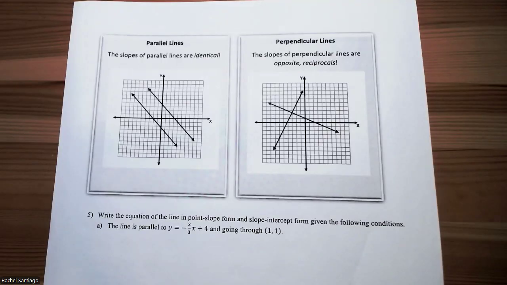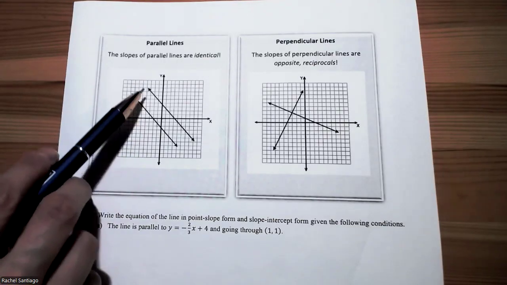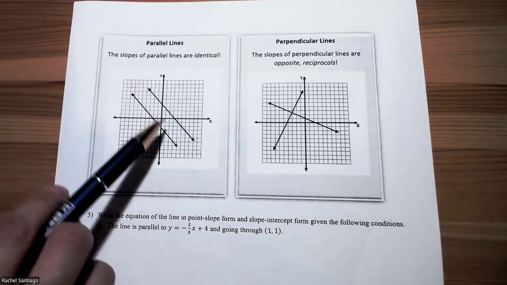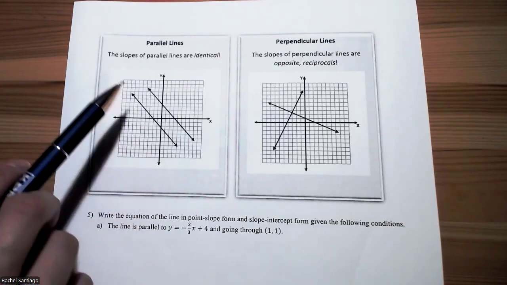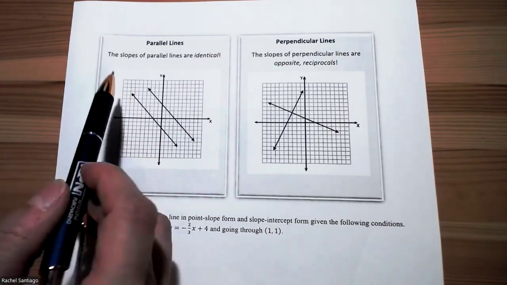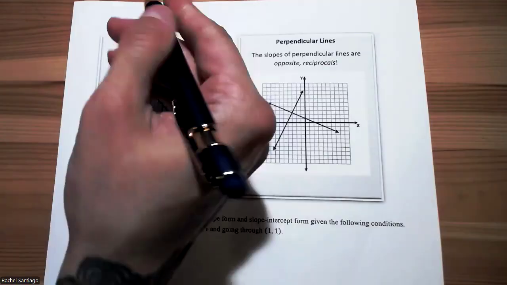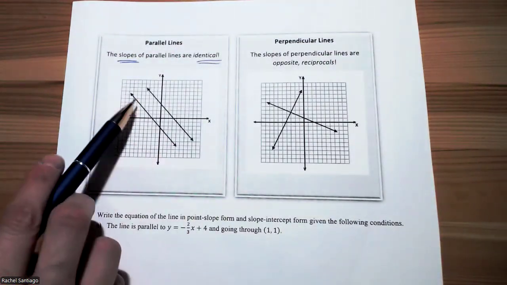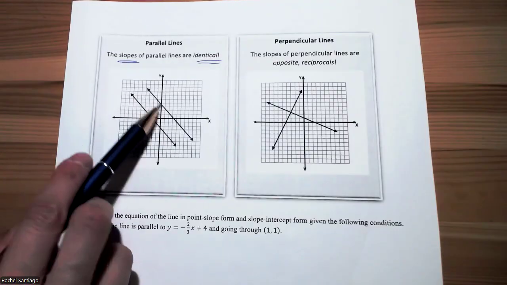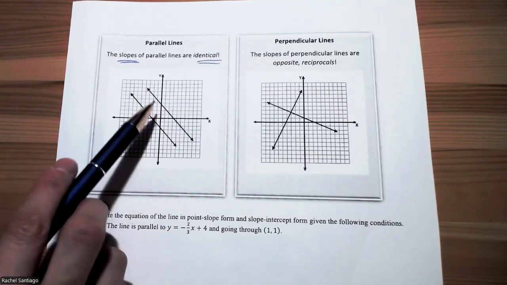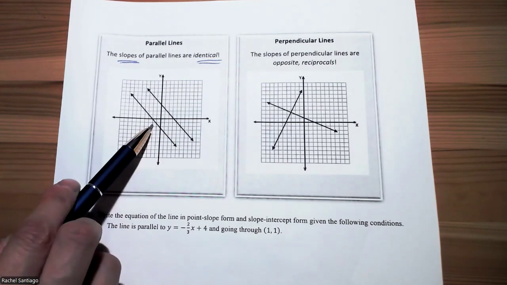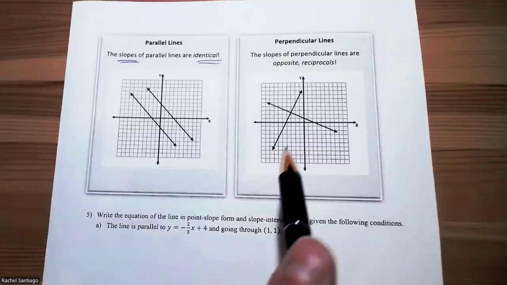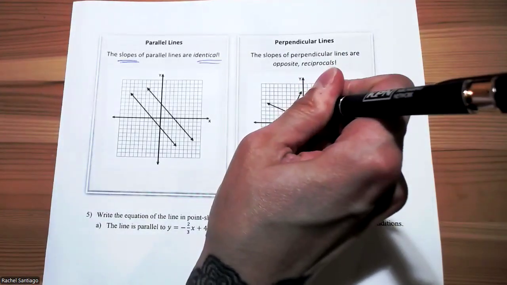Next, we have parallel and perpendicular lines. Parallel lines literally run parallel, which means they'll never intersect. And the only way something like that could happen is if the slopes are identical. That's really, really important to know. So if this slope was, I don't know, -1/2, then the slope of this line has to be -1/2 in order for them to be parallel. Now, two lines are perpendicular if they cross at exactly a 90-degree angle.